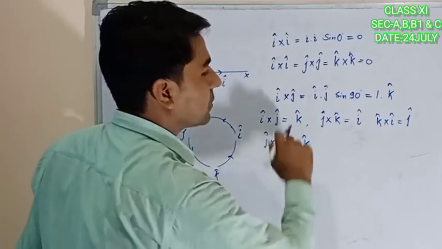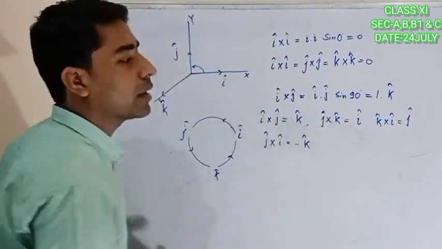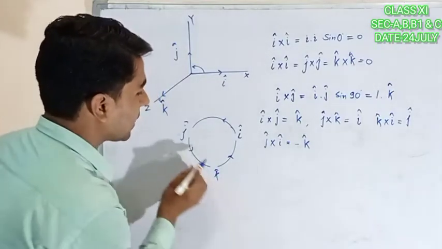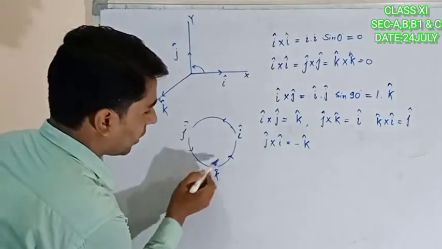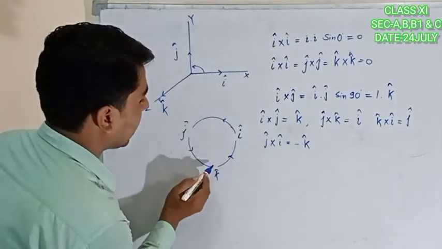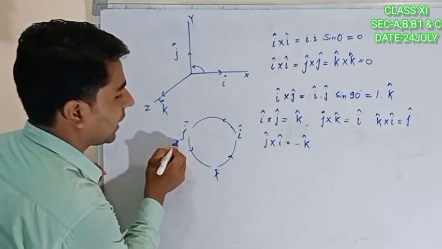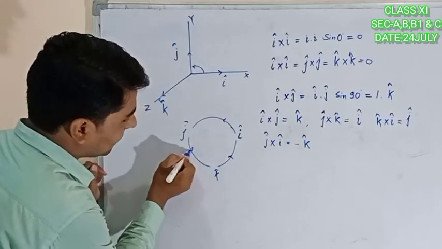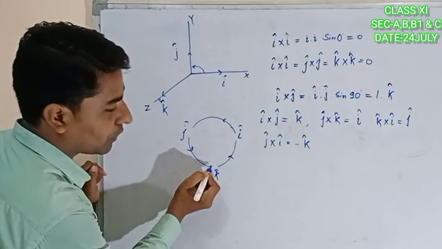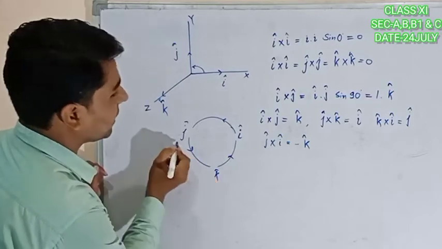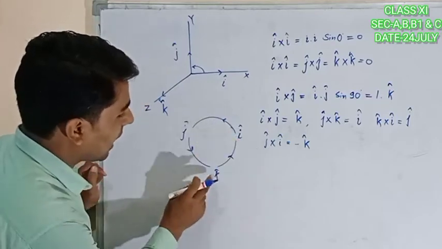Negative k means whatever is there, if you are reversing the order, you have to put a negative sign. If you are not going through this order, if you are going opposite, like k cross j, see, this is the direction to go, but you are going opposite. So k cross j will be minus i.